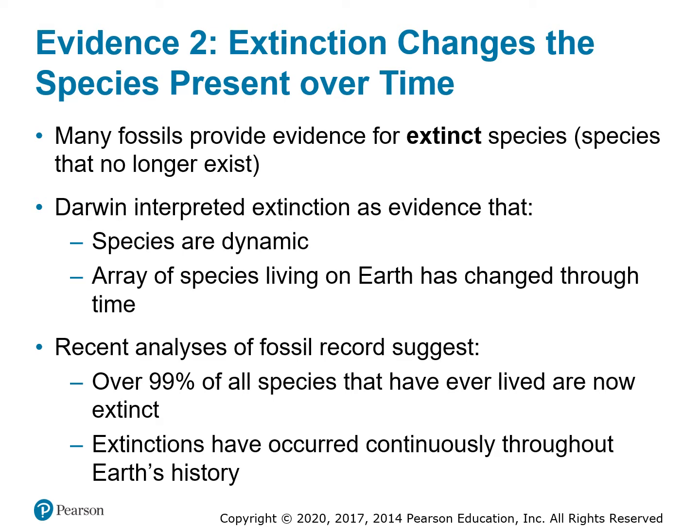Many of the fossils that we currently see are evidence for extinct species, species that are no longer in existence. Darwin interpreted these extinction events as evidence that species are dynamic, that they've changed through time, through the Earth's history. Overall, we estimate 99% of the biodiversity on Earth is extinct, so it doesn't live anymore.